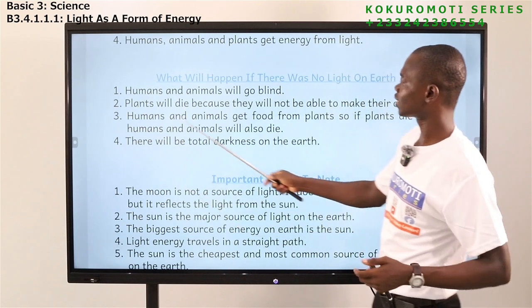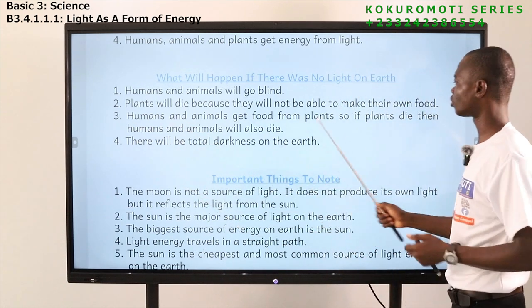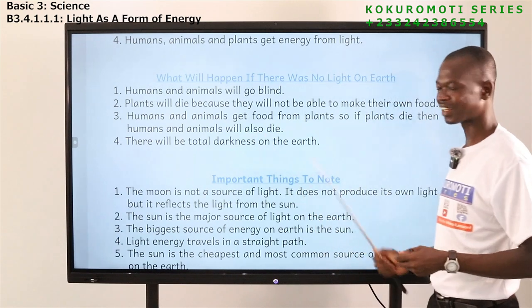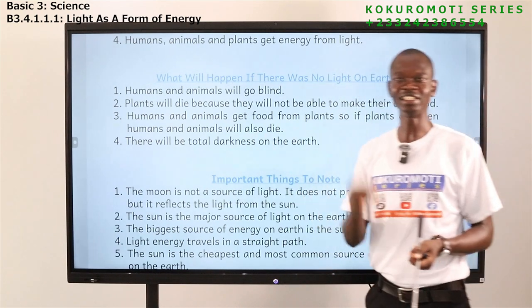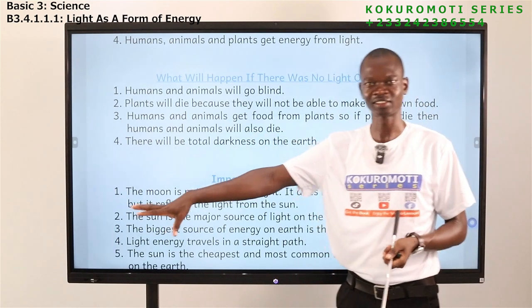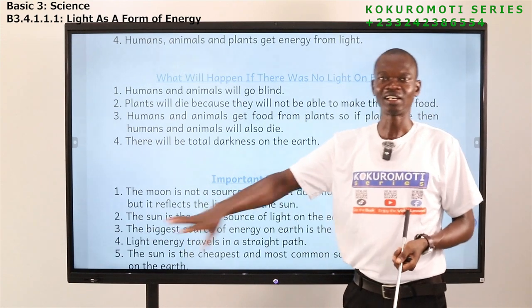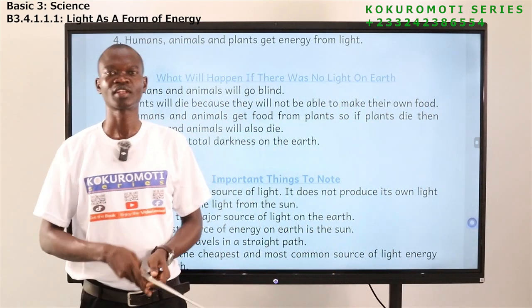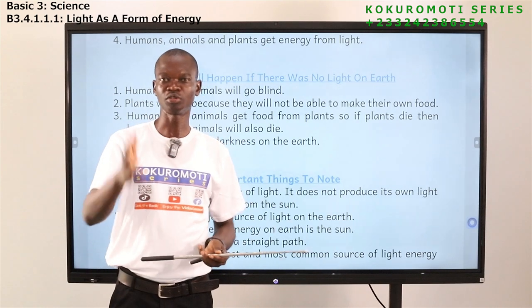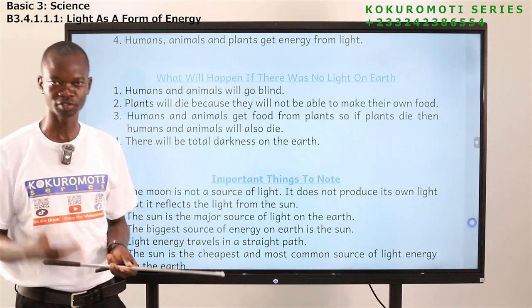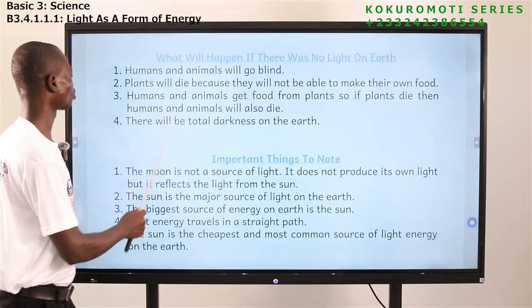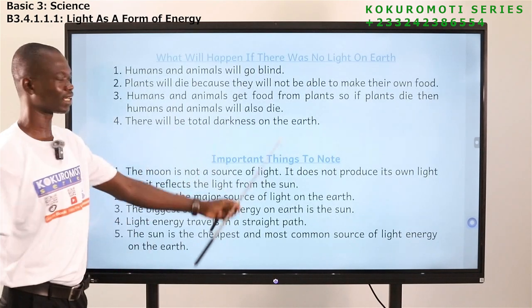Die. Humans and animals get food from plants. So if plants die, then human and animals will also what? Die. So before you eat, you have to rely on plants. So if plants are dying, or if all plants have died, where are you going to get your food? You will not get any source of food. And what will happen is that you also what? Die. The next one, there will be total darkness on earth.